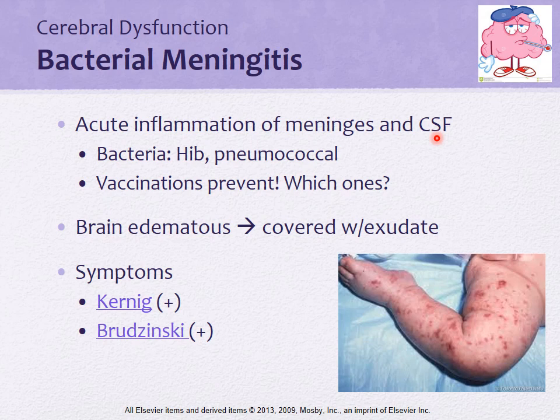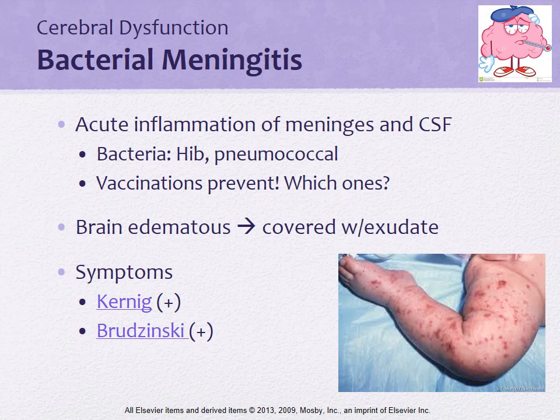Then you'll typically see petechial or purpuric rashes, which is what you see here. This is exactly what they look like. I've taken care of a couple of these in the PICU, and undoubtedly this is what the rash looks like. Can be anywhere on the extremities. The kids that I had were on the chest.